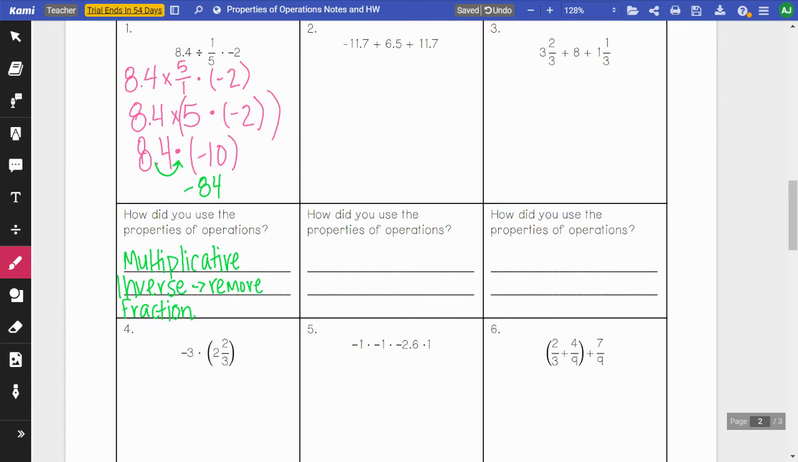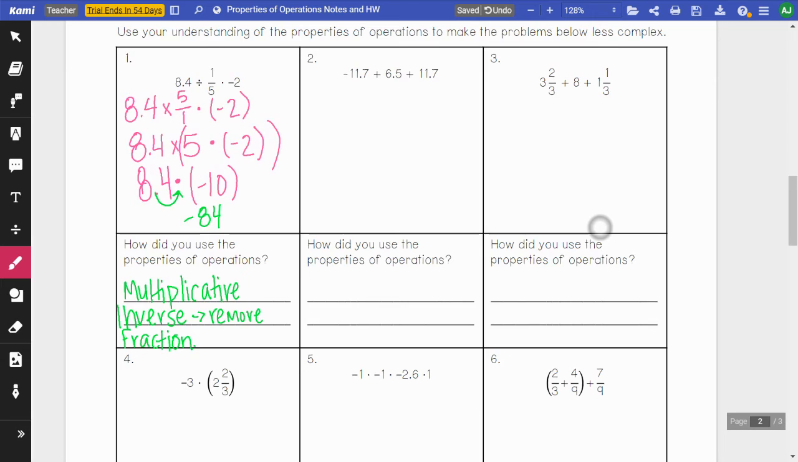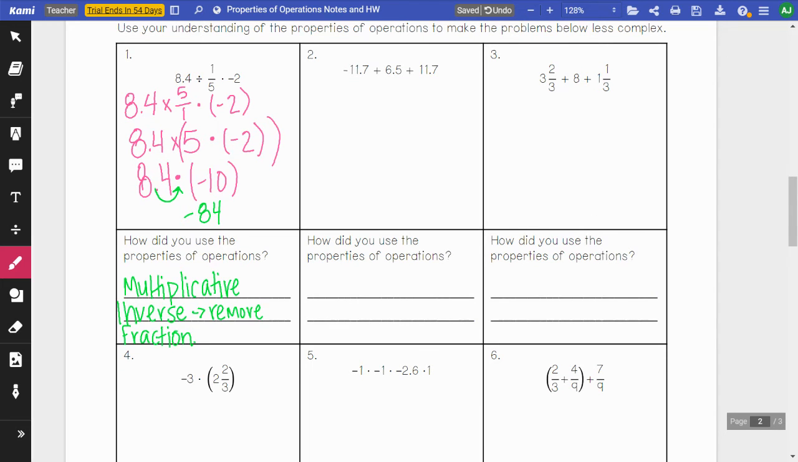And that was the main property. All right, let's go ahead and look at number 2.